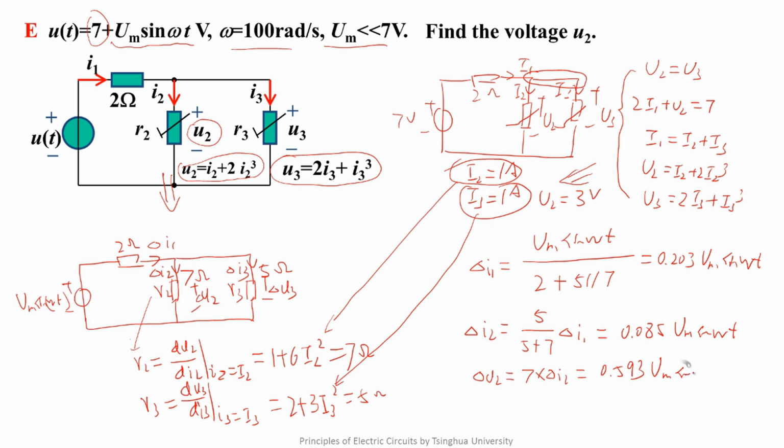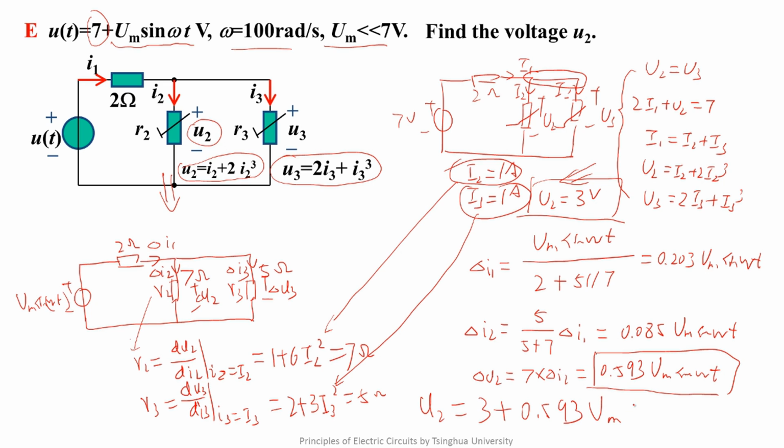Next, by combining the two conclusions, we know that U2 equals 3 plus 0.593 Um sine omega t volts. So we finished the analysis of the entire circuit.